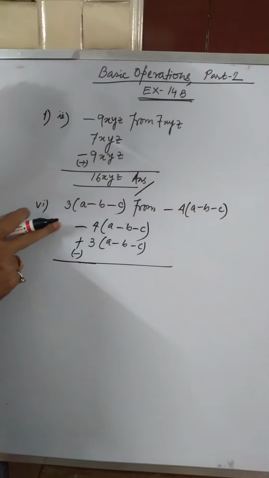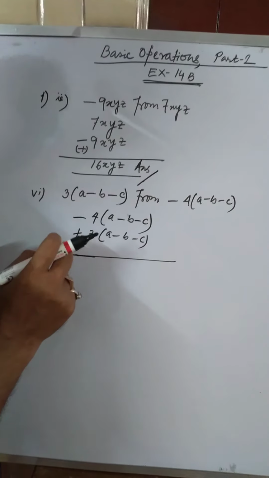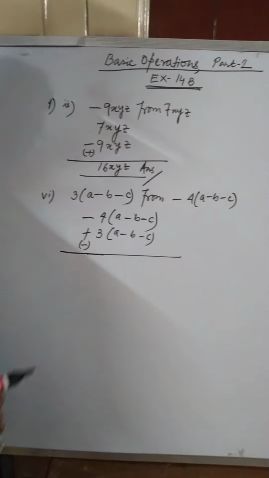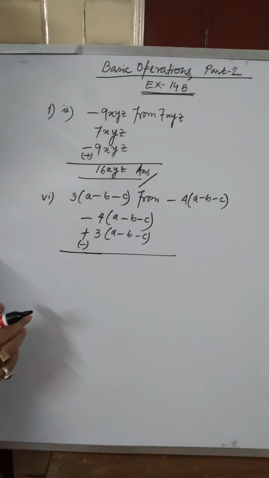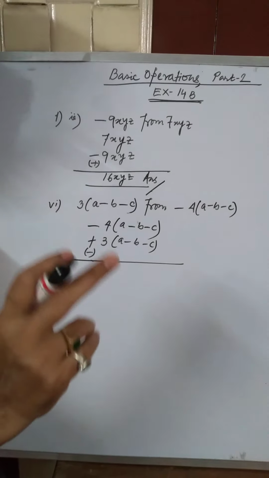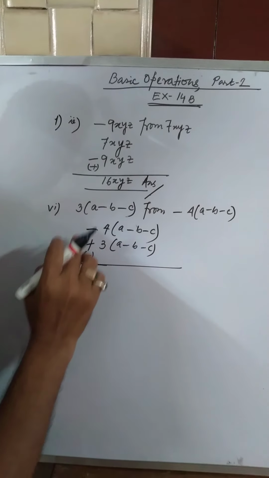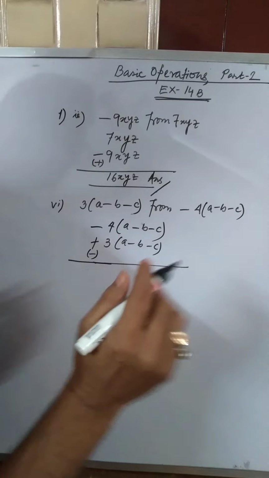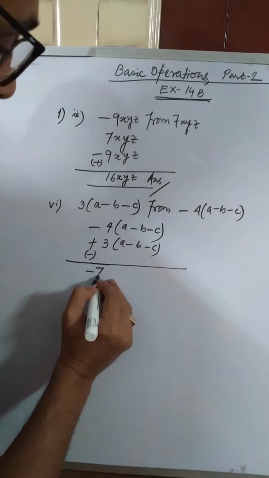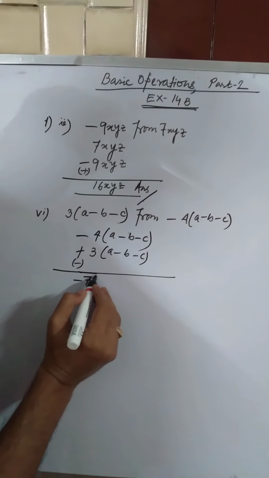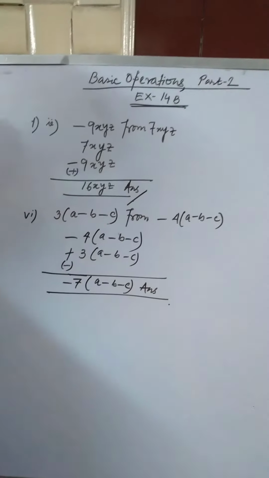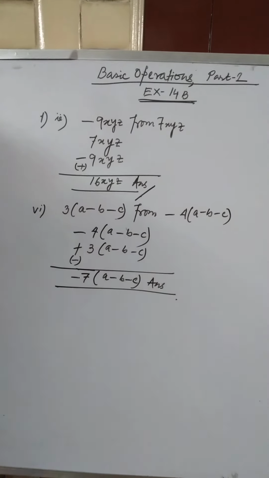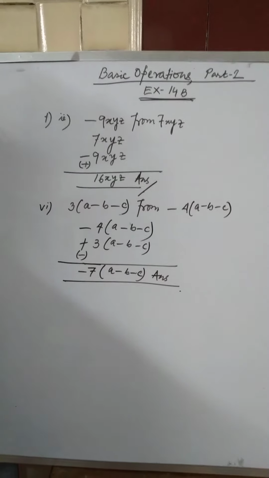Here the two negative signs, minus 4 and minus 3. So whenever two negative signs are lying side by side, what you have to do? You have to add them. But the sign should be negative, as I discussed in the last class. So minus 4 minus 3, 4 plus 3, 7, but the sign should be minus 7. So minus sign should be there, and within bracket a minus b minus c. Here it is, the answer for 1 Roman 6.